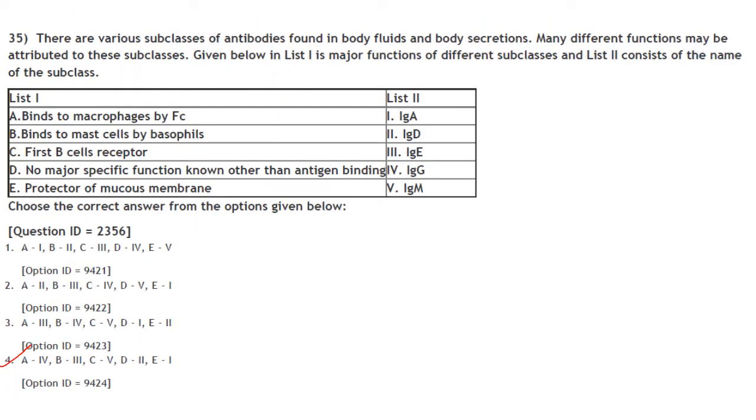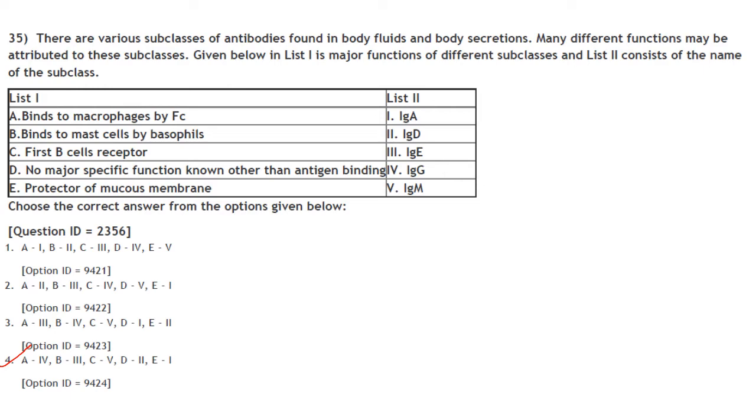Then next one. There are various subclasses of antibodies found in body fluids and body secretions. Many different functions may be attributed to these subclasses. Given below in list 1 is the major function of different subclasses, and list 2 consists of the name of the subclass. It is just like match the following. Choose the correct answer from the options given below.